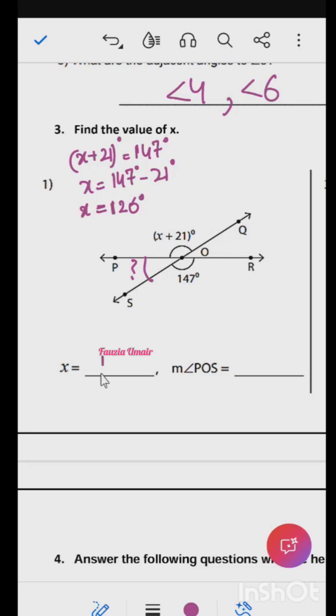Okay, so we have solved the first question: 126. Now we know that this is 147 because they are vertically opposite. Can I find POS? Ma'am, how can I find it? Ma'am, angle around a point. Excellent. Because x is already there, I'm calling this angle y, let's say. This is y. So this should also be y because they are vertically opposite.